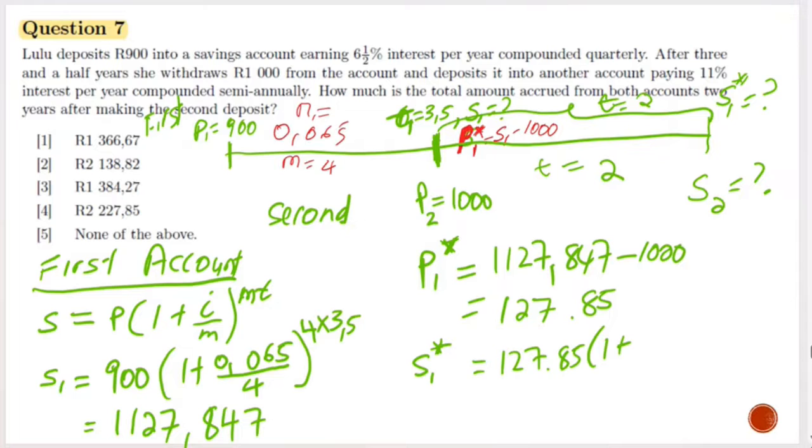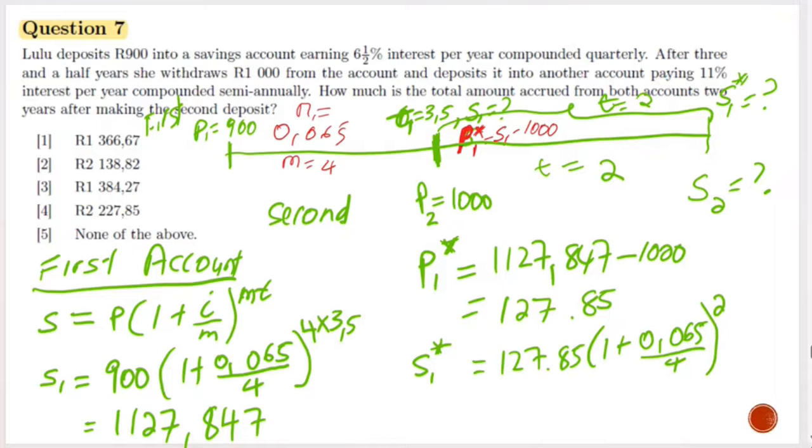Remember, the first account is still running on the same original rate. The rate has not changed. It is still 0.065, still compounding four times, quarterly, and then for how many years? For 2 years, because the money was withdrawn. It still has to run for 2 years. So now this is going to be 2.